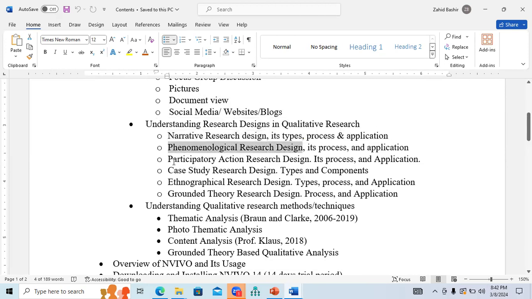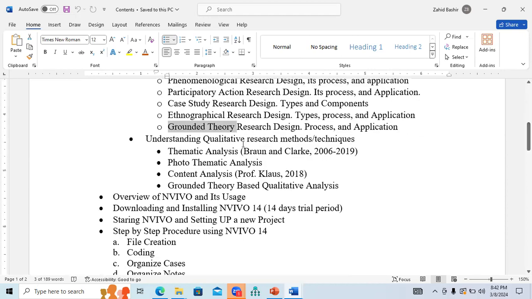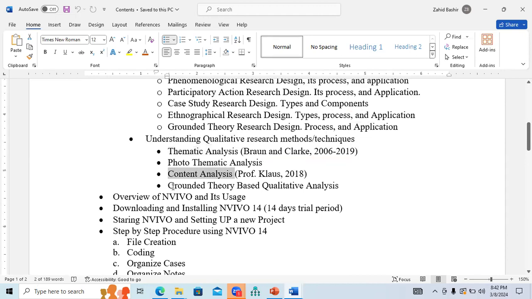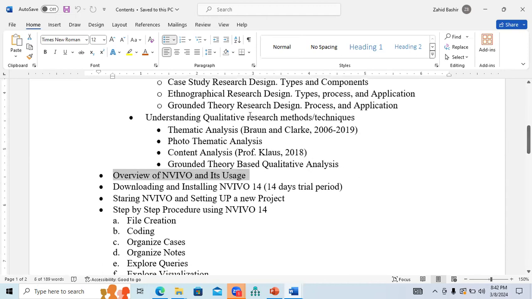phenomenological research design, participatory research design, case study, ethnographical, grounded theory, and then we will go to the analysis procedure, the data analysis procedure of qualitative research like thematic analysis, content analysis, grounded theory analysis, and so on. And then we will start proper work on NVIVO, because after having a strong base on these criteria, we would be able to use NVIVO effectively.